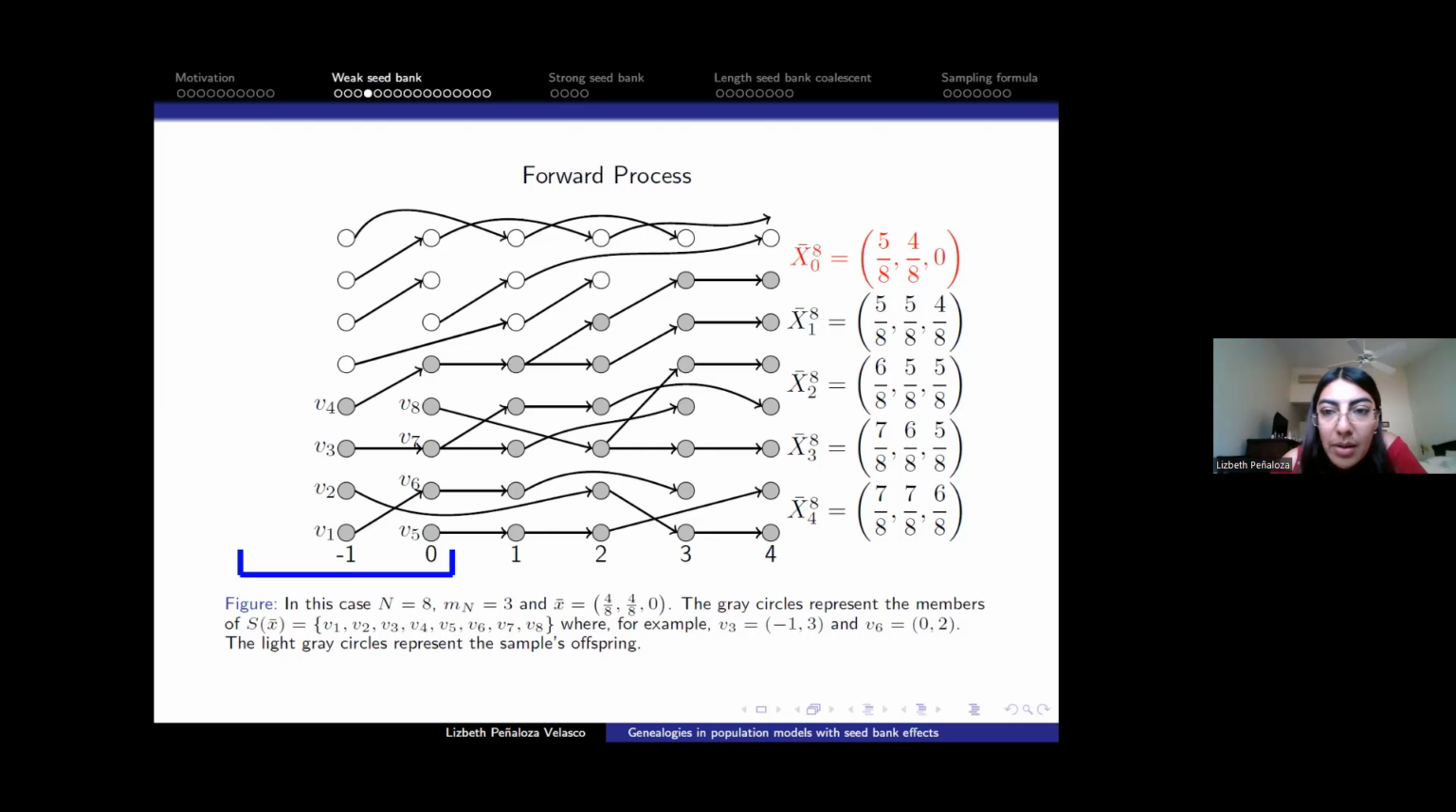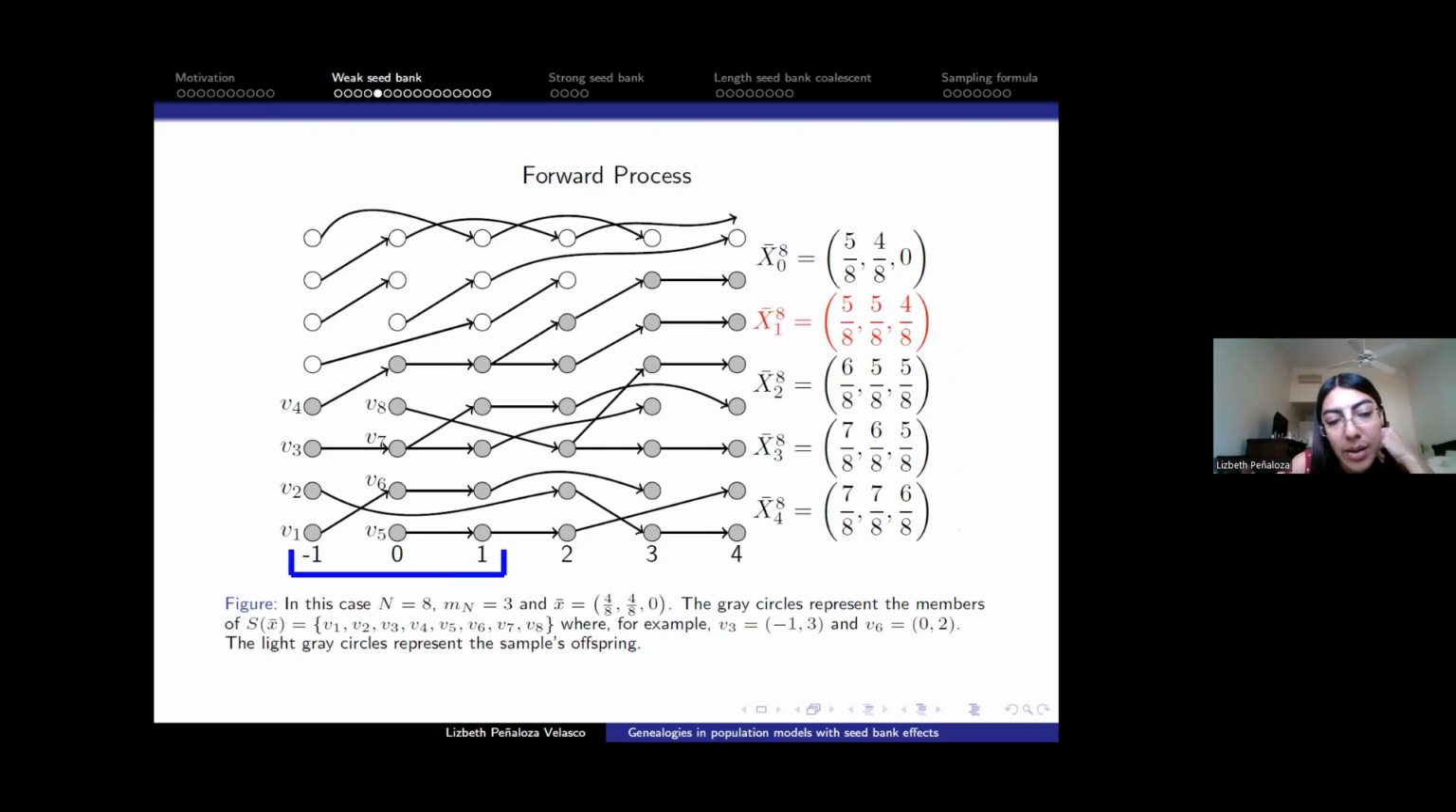So in this case, I will construct this vector where the first coordinate corresponds to generation 0, and I see how many gray circles I have. I have 5, and the total size of the population is 8. So in the first coordinate, I write 5 over 8. The second coordinate corresponds to how many gray circles I have in generation -1. So in this case, I have 4, and I write 4 over 8.